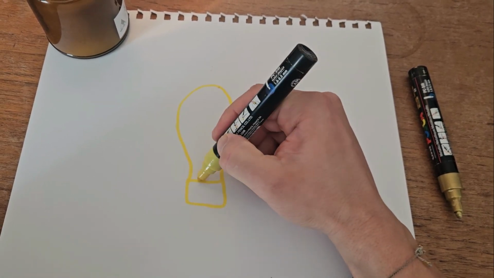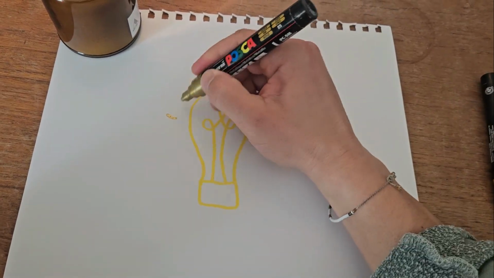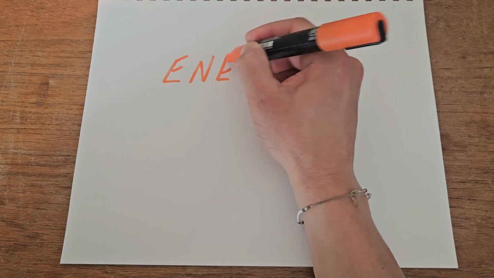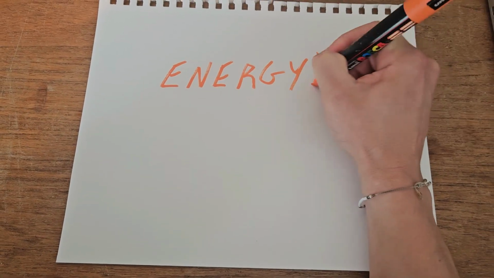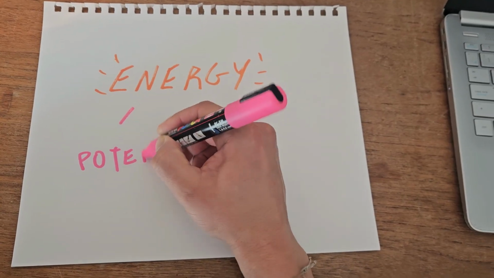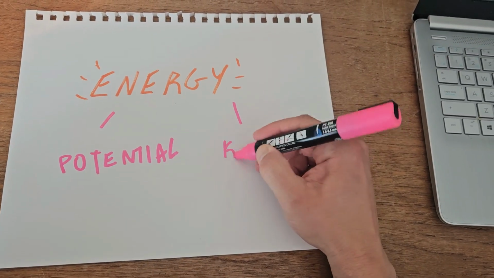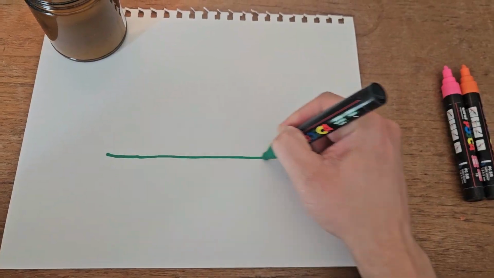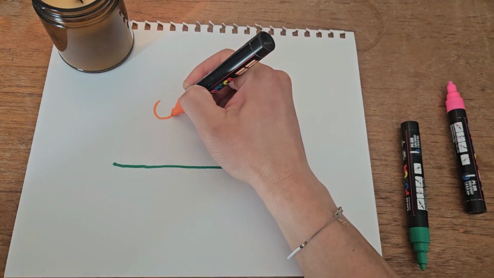Energy, conservation, and transformation. Energy is found and experienced in different forms. Two of these forms are kinetic energy and potential energy.